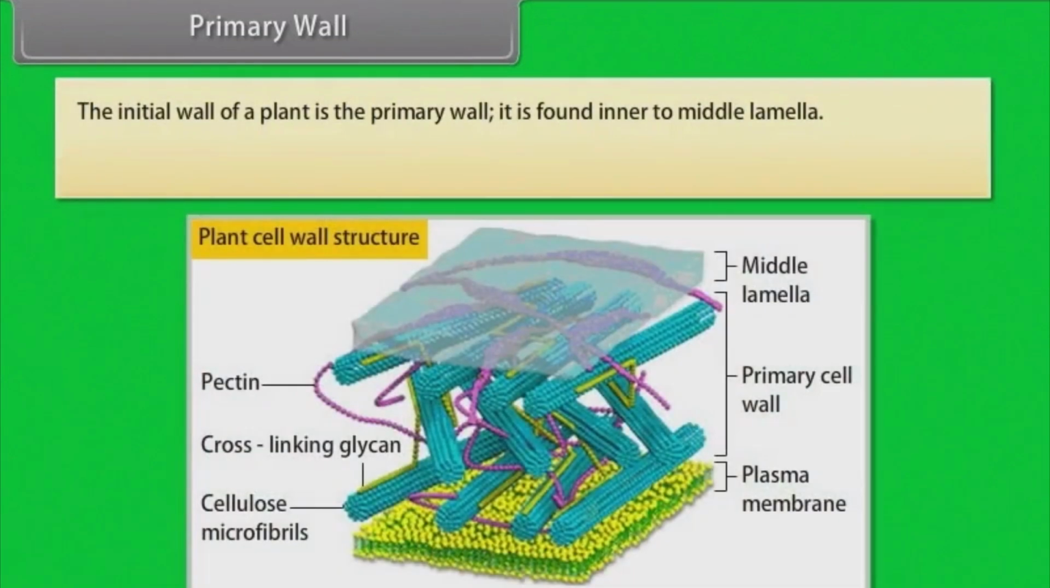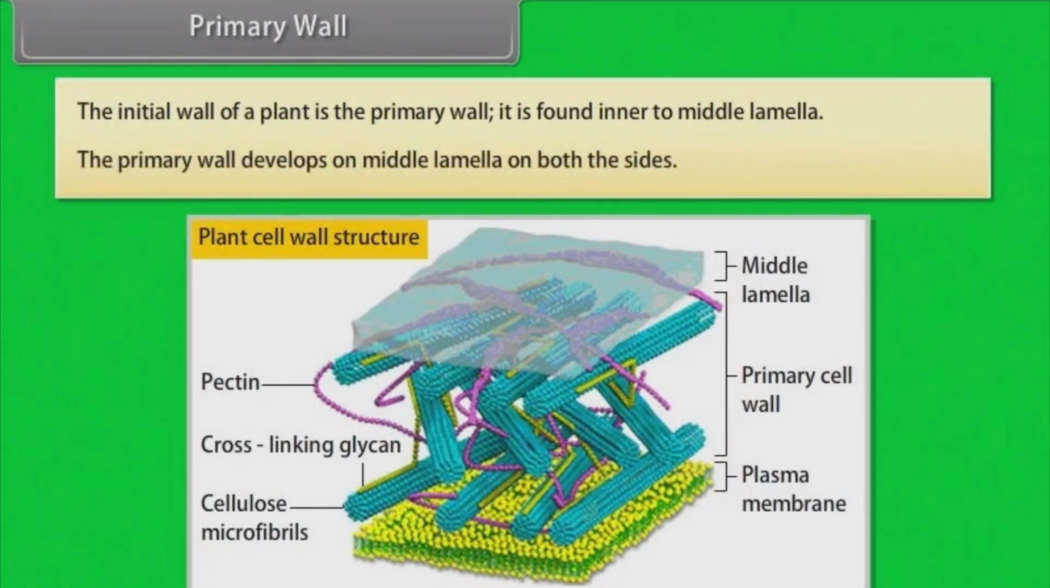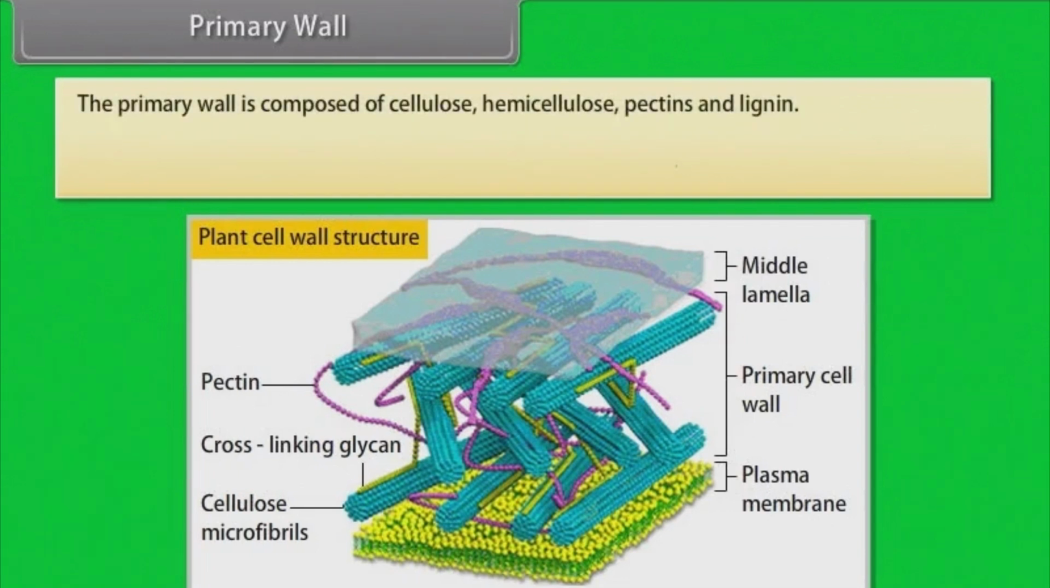Primary wall. The initial wall of a plant is the primary wall. It is found inner to middle lamella. The primary wall develops on middle lamella on both the sides. The primary wall is composed of cellulose, hemicellulose, pectins and lignin.